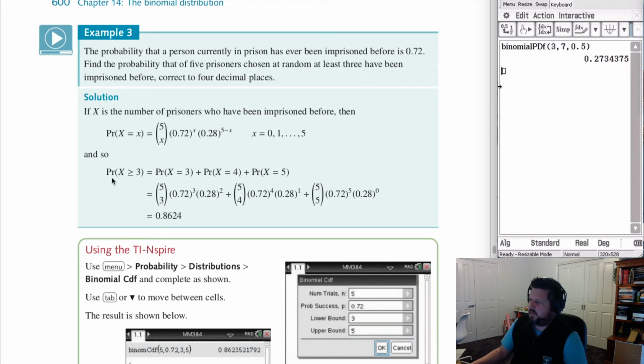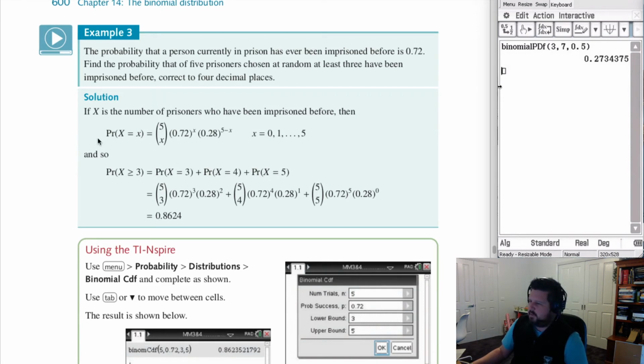So in this particular case, the value of x that we're looking for is going to be greater than or equal to 3. To work out the probability of x being greater than or equal to 3, you need to find the probability of it being equal to 3, equal to 4, and equal to 5. And once we get the probability of each of those, we're going to add them together.